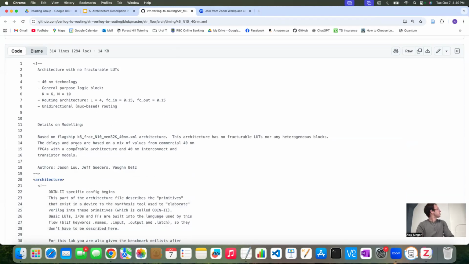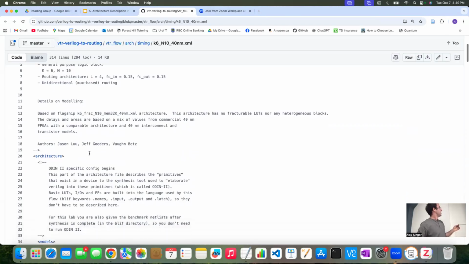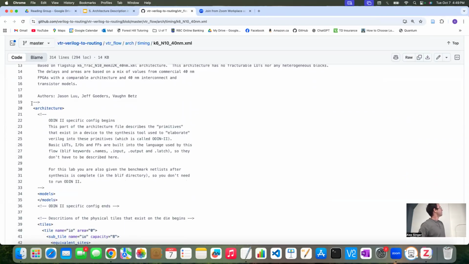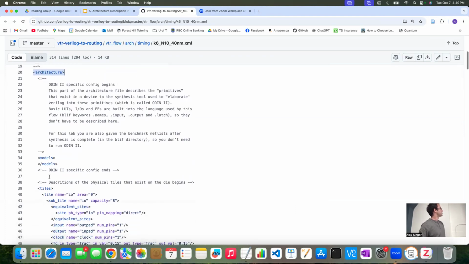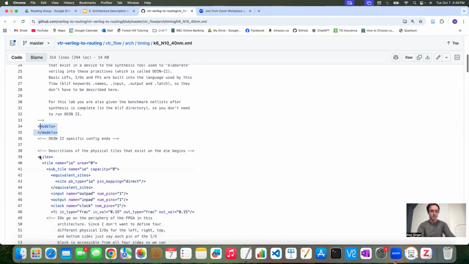So you can find some more information on this. You can actually read through this if you'd like and see all the authors. But as you can see, the top level tag is something called architecture. We then have this model section. This comment's actually a bit old, so I wouldn't trust it. But in this case, this architecture does not define any new models. It's using LUTs, flip-flops, and IOs, whatever we define in VPR as being normal.